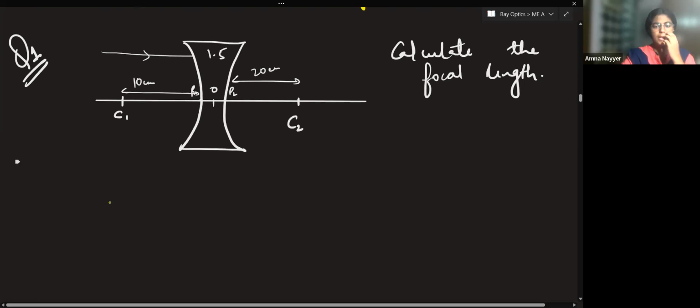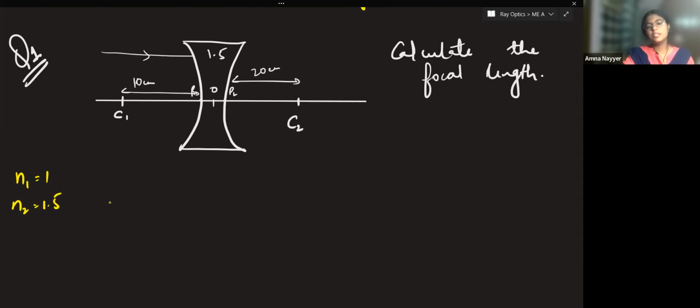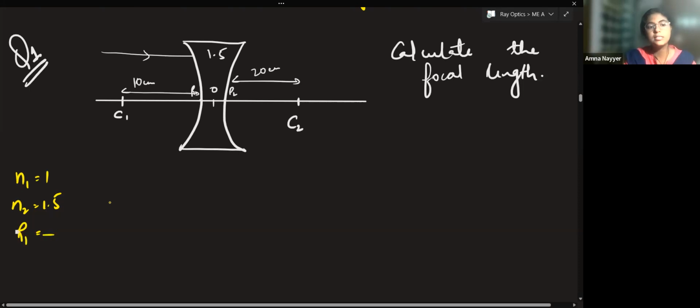See, what all things are given. N1 will be 1, N2 will be 1.5. This is the first center of curvature, it means radius of curvature. So since this is in front of the lens, this becomes minus 10 centimeter. This becomes plus 20 centimeters because this is behind the lens.